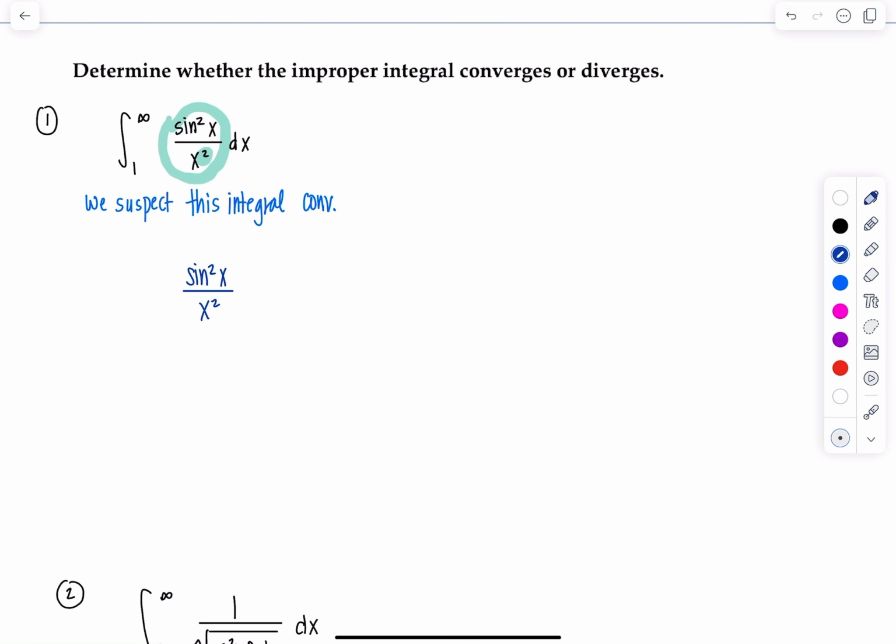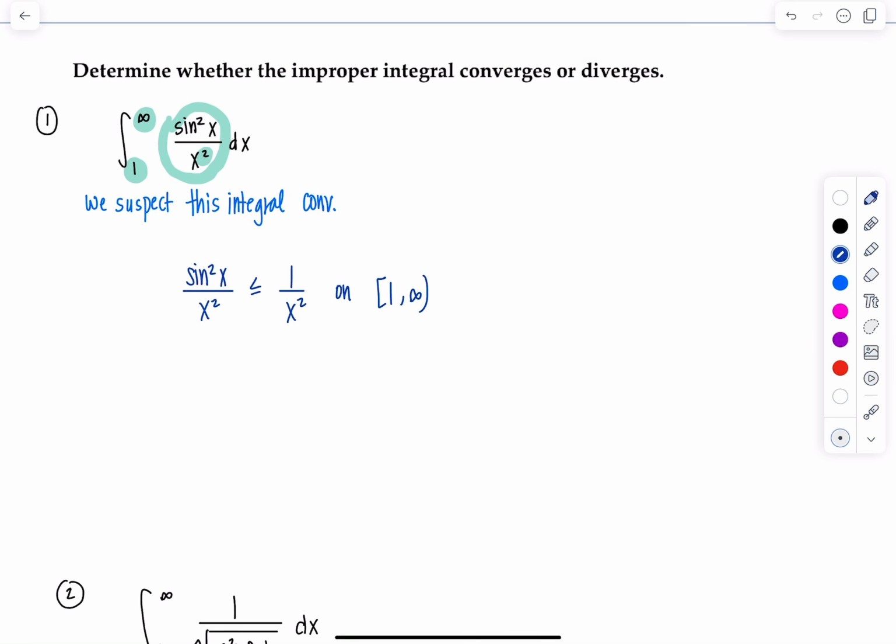I know sine of x is always bounded between 1 and -1. So sine squared x is for sure going to be less than or equal to 1 over x squared. And this is true on the entire interval in question, the interval from 1 to infinity. I mean, it's always true, but hey.